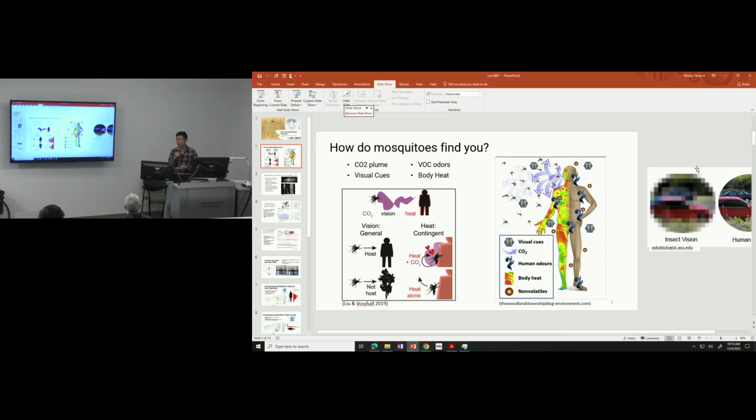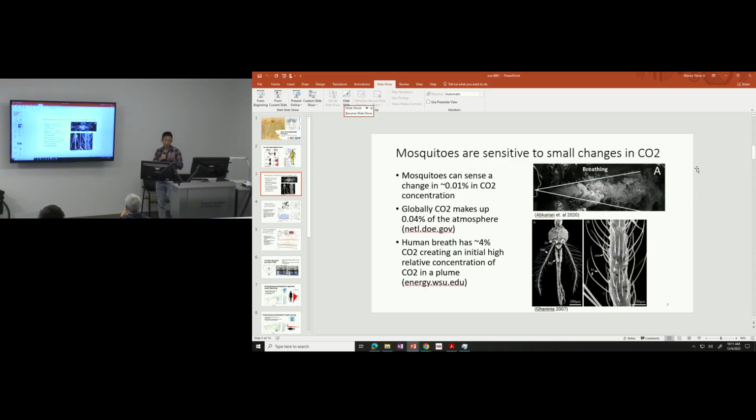But what actually has a lot of fluids behind it is the CO2 plume, the VOCs, volatile organic compounds that are released by your body, as well as how the body heat impacts all of that. And they all tend to work together. The CO2 can bring them in, but they don't really feed without the body heat. And then the VOCs all confirm that there's an actual target for a mosquito to feed off of. And they're quite sensitive to small changes in CO2.